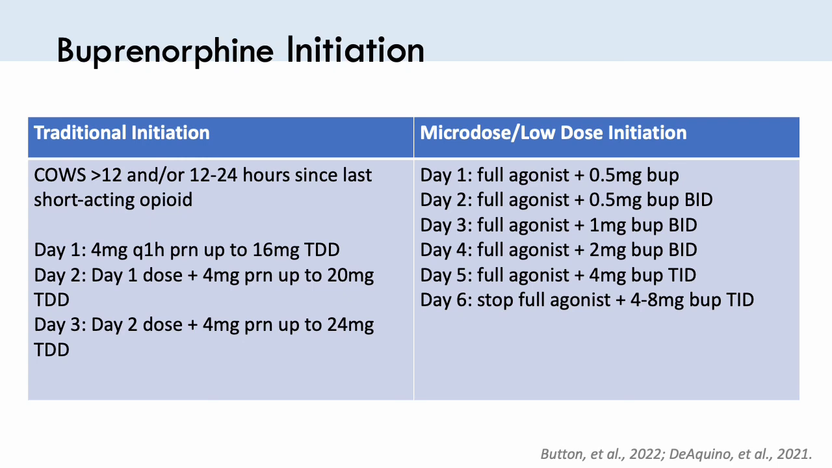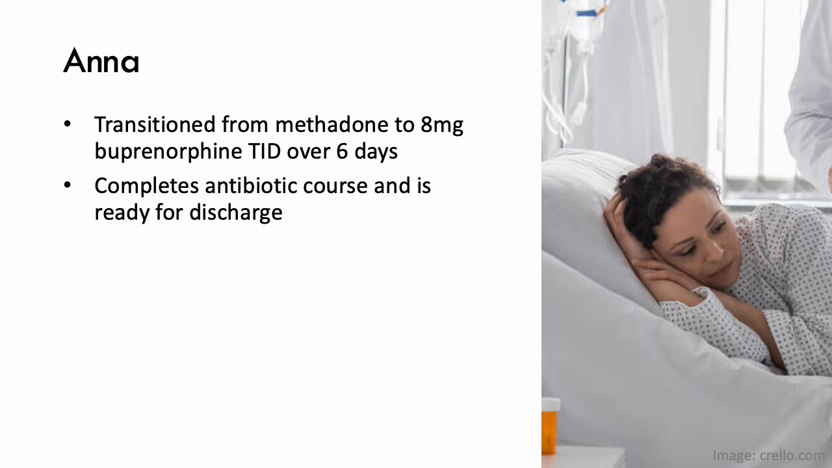So in Anna's case, we did stop the other QT prolonging medications and transitioned her from 40 milligrams of methadone to buprenorphine over the course of 6 days using a low-dose initiation. She was comfortable on 24 milligrams of buprenorphine daily for the remainder of her admission and completed her course of IV antibiotics.